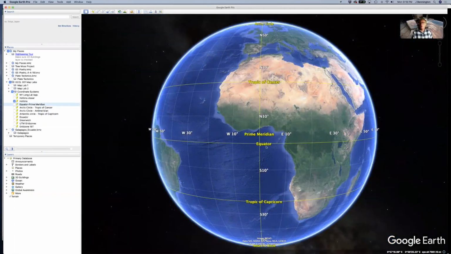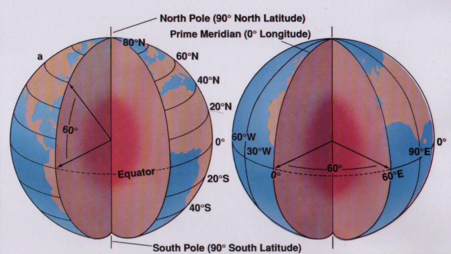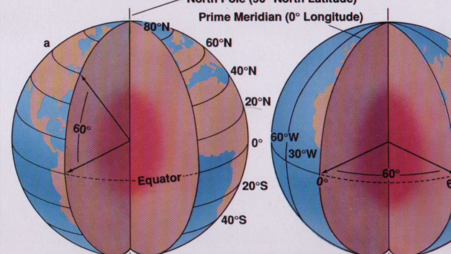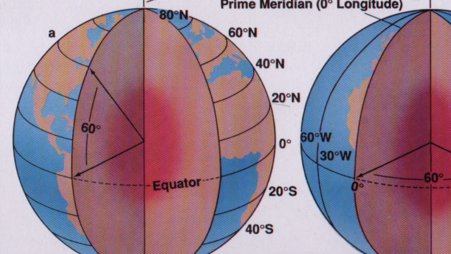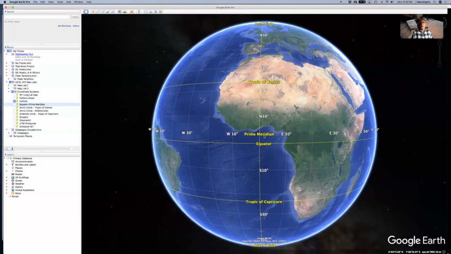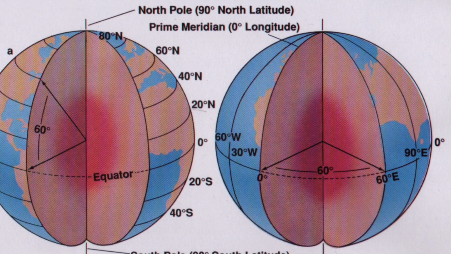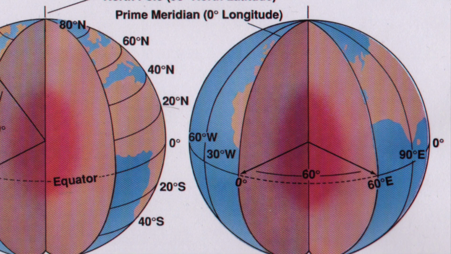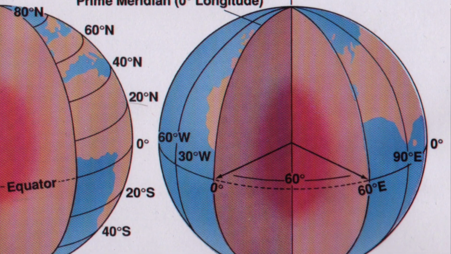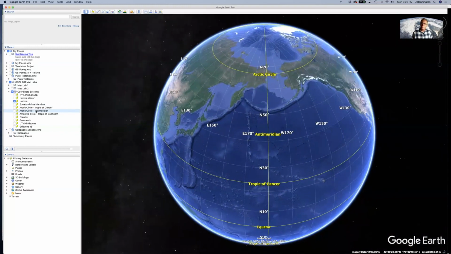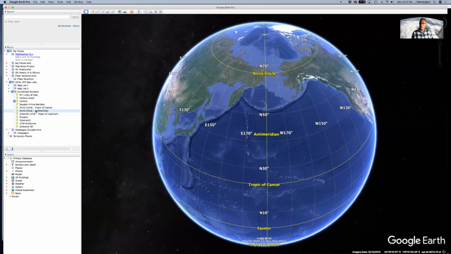So the equator is the 0-degree latitude line. We measure latitude counting towards the South Pole in degrees of south latitude, and we measure latitude counting towards the North Pole in degrees of north latitude. The 0-degree longitude line is called the prime meridian, and we count longitude counting up to the east of the prime meridian and counting up to the west of the prime meridian. On the opposite side of the Earth, the prime meridian is referred to as the anti-meridian, or also referred to as the international date line.